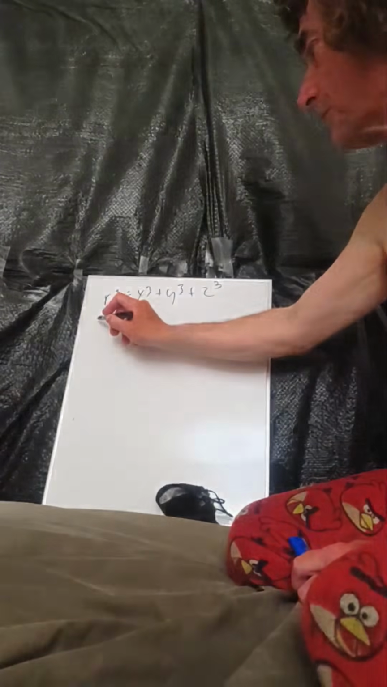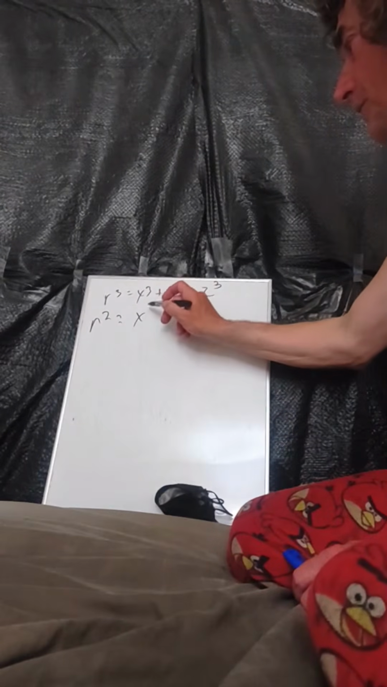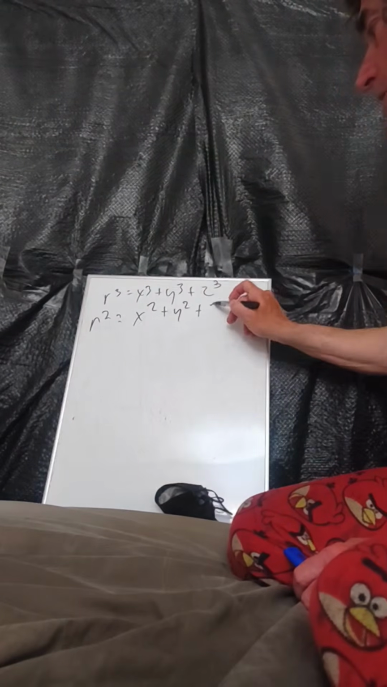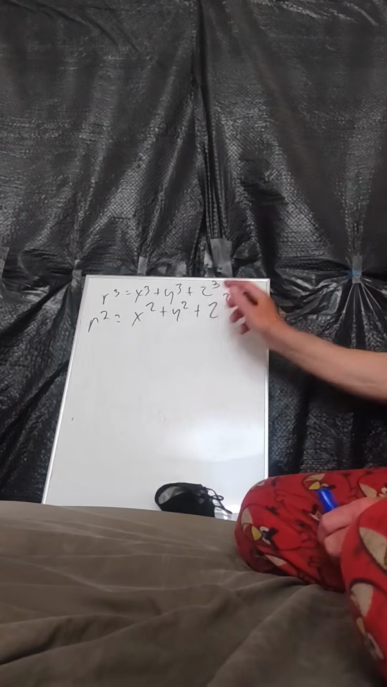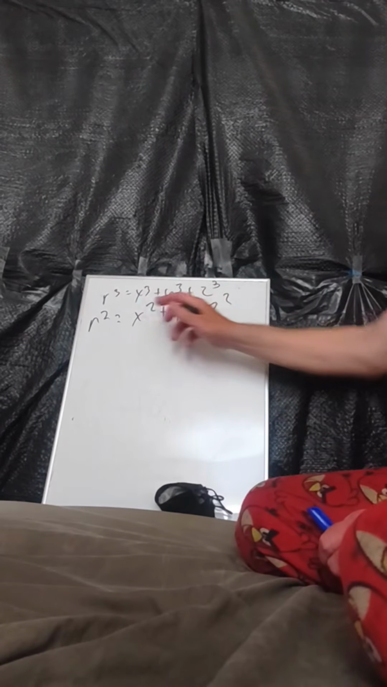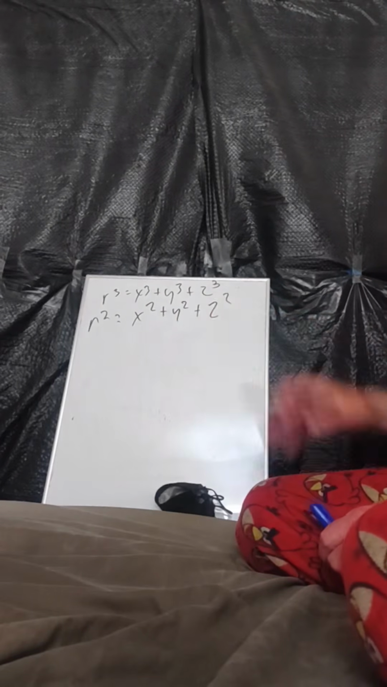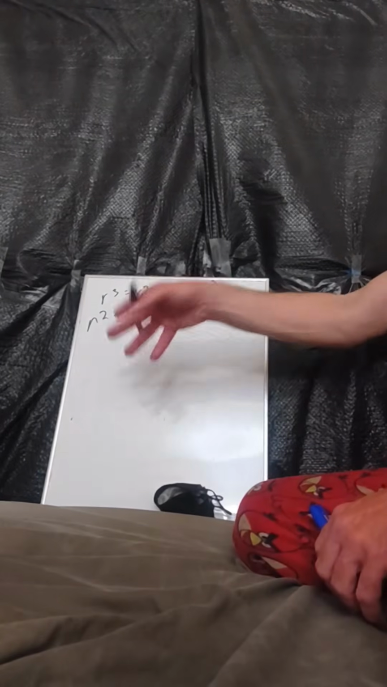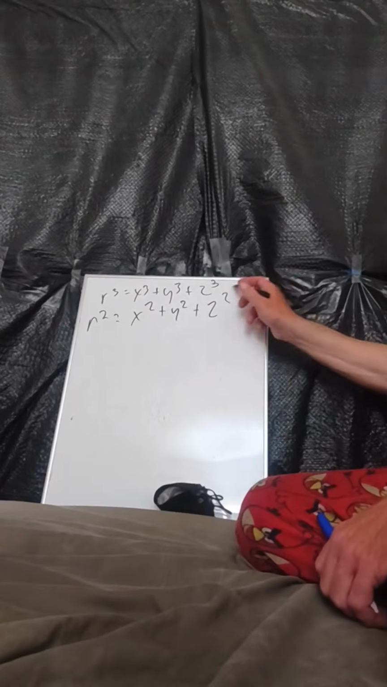The equation for a sphere is r squared equals x squared plus y squared plus z squared. So that's the equation for a sphere. It's all squares. It has another term, z, the third dimension, third axis coming out of the page, but it's not cubes, it's squares that define a sphere.